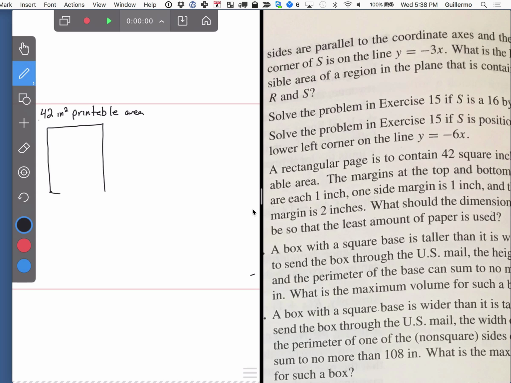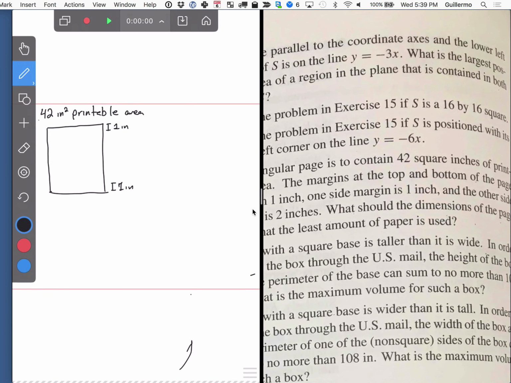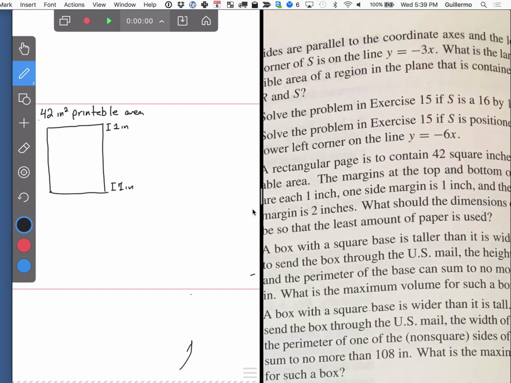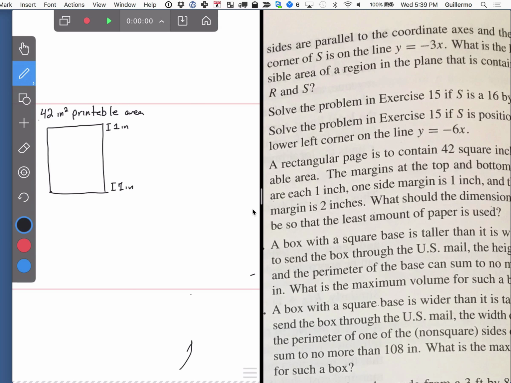And it's going to have 1 inch margins at the top and the bottom. And then one side margin is 1 inch and the other side margin is 2 inches. So let's just say that the right side margin would be 1 and then the left side margin would be 2.